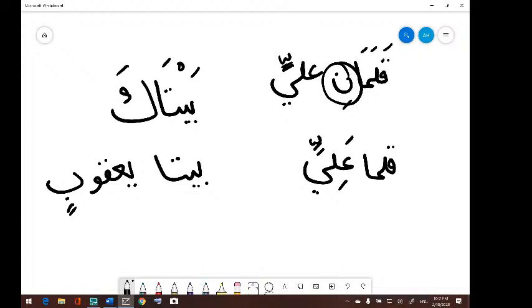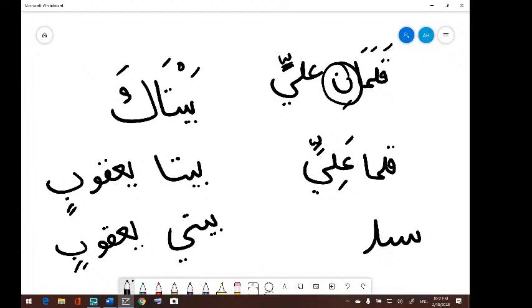When that is in the case of majrur, would it be baytay? Baytay, right. Just the noon drops. The alif and the ya stay where it is. So if this was Bayta Ya'qubin, it would be Baytay Ya'qubin. Right? Or over here, Baytaka would become Baytayka, if it was supposed to get a fatha or a kasra. Understand? So just the noon is dropping. Everything else is the same.